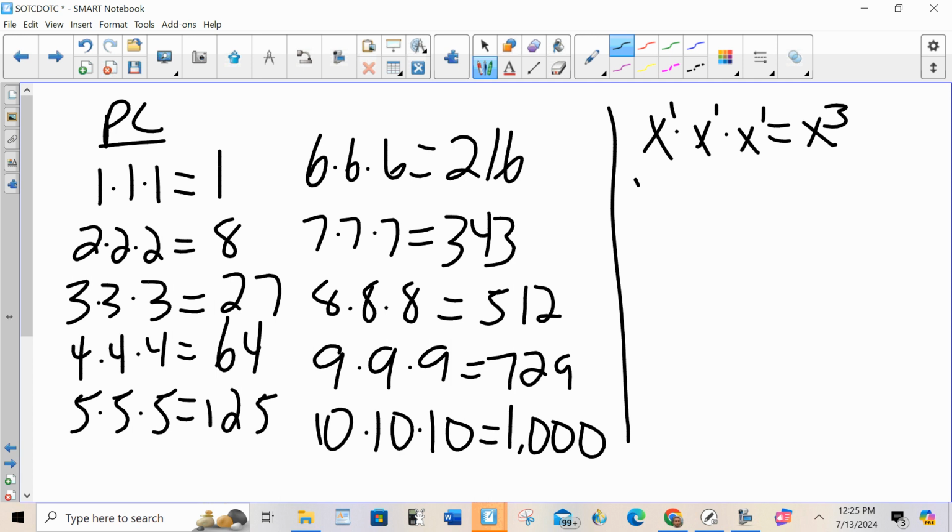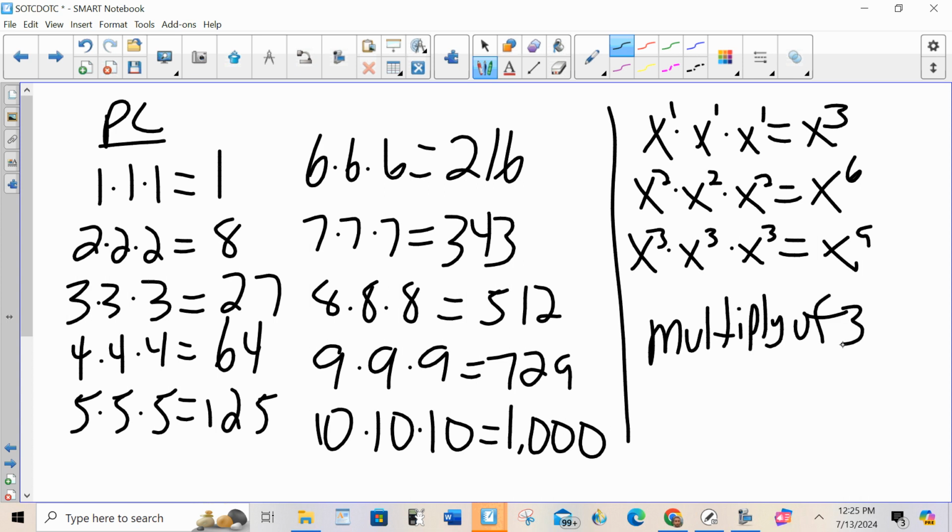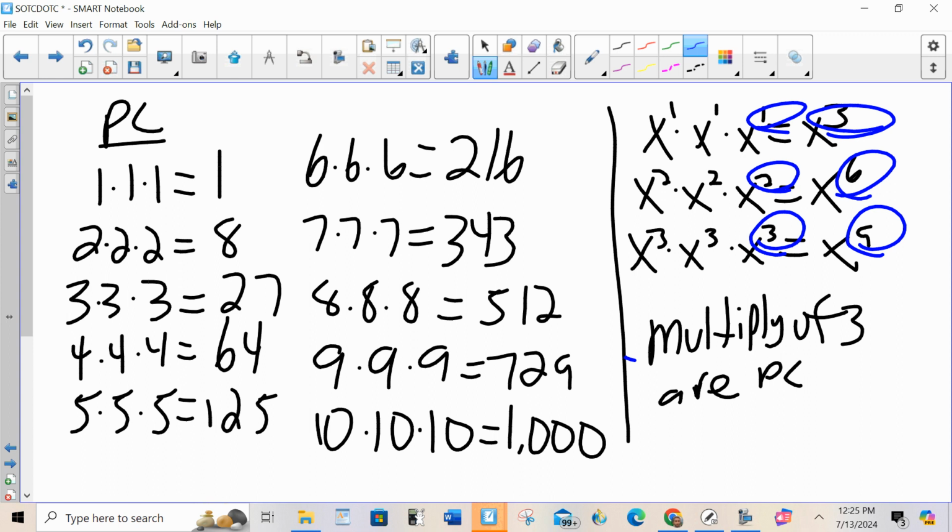With exponents, x to the first times x to the first times x to the first is x to the third. I guess I'm going to do a full lesson on this. x squared times x squared times x squared. When I'm multiplying, I add the exponents. x to the sixth. x to the third times x to the third times x to the third is x to the ninth. So all multiples of 3 for exponents are perfect cubes. So write PC for short. And the cubed root of x to the ninth is x to the third, x to the sixth is x to the second, x to the third is x to the first.